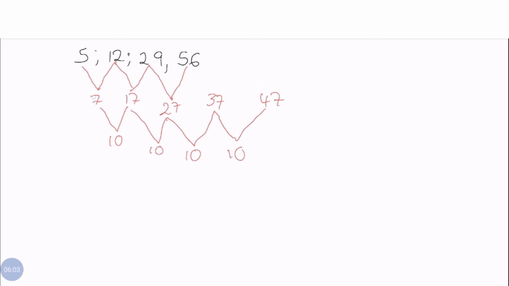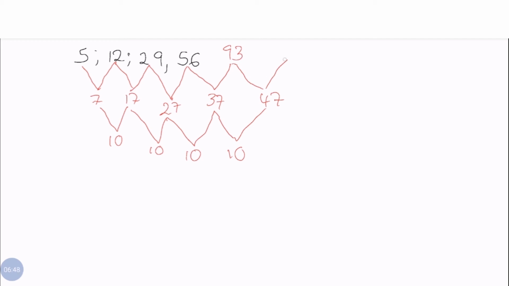So this is actually a pattern. From 5 to 12, you have to add 7. From 12 to 29, you have to add 17. So this is the same thing that we will do here. From 56 to the next term, we have to add 37. From this term, we have to add 47 to get the next term. 56 plus 37 is 93.